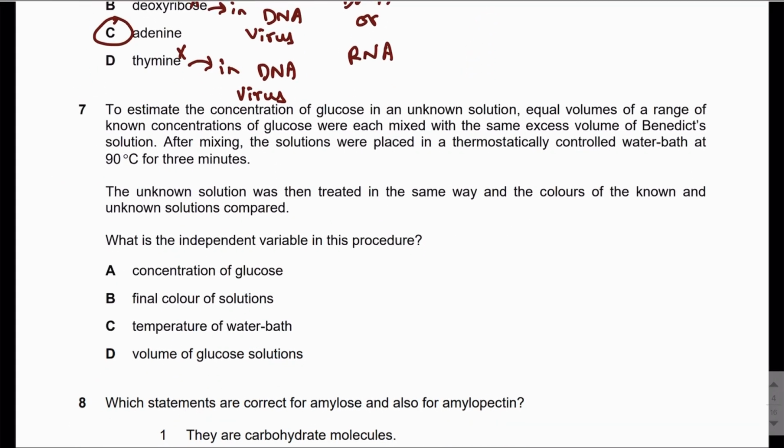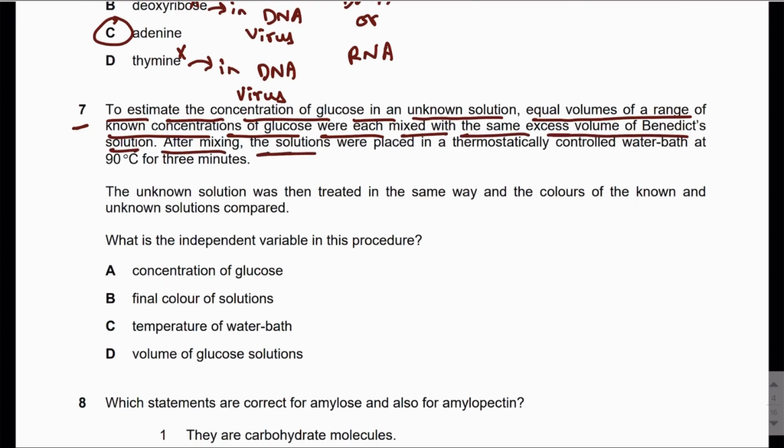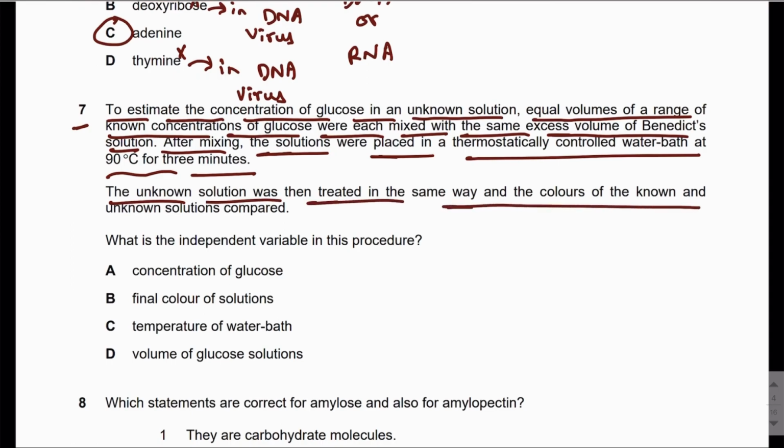Let's move on to MCQ number 7. To estimate the concentration of glucose in an unknown solution, equal volumes of a range of known concentrations of glucose were each mixed with the same excess volume of Benedict's solution. After mixing, the solutions were placed in a thermostatically controlled water bath at 90 degrees Celsius for 3 minutes. The unknown solution was then treated in the same way, and the colors of the known and the unknown solution are compared. What is the independent variable in this procedure?